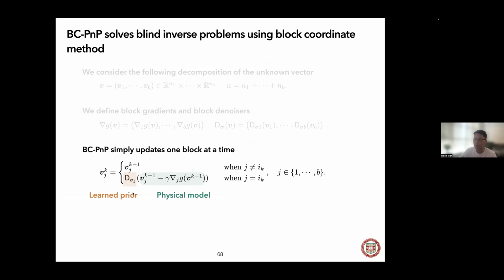And how is this block coordinate method related to blind inverse problems? Because the simplest form of a blind inverse problem can be considered as a block coordinate descent, or block coordinate method, with only two blocks. The first block is the image and the other block is theta. Let me give you some visual illustration.